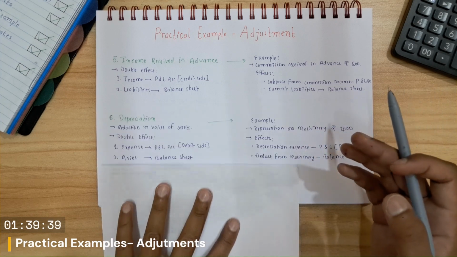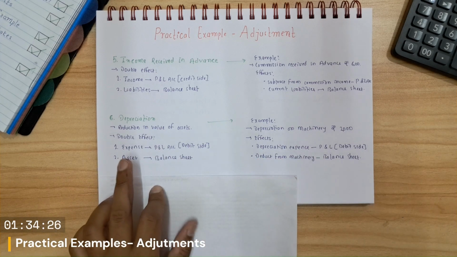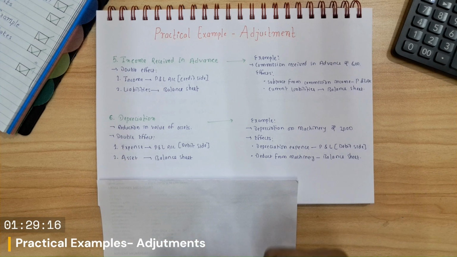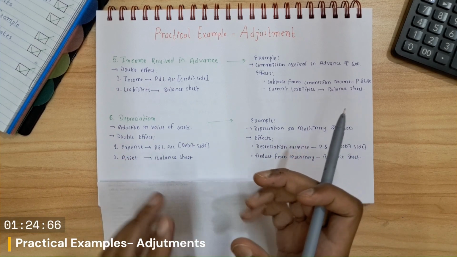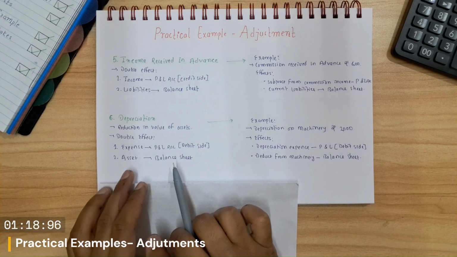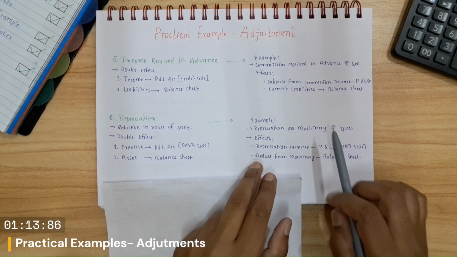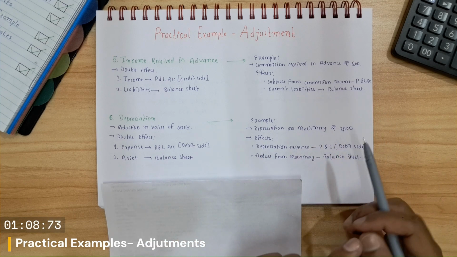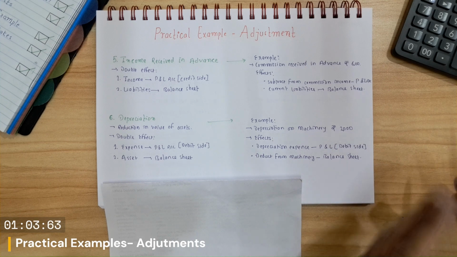Now the sixth adjustment, depreciation: reduction in value of assets due to wear and tear. The double effect: show depreciation as an expense in the P&L account and deduct it from assets in the balance sheet. Example: depreciation on machinery rupees 2000. Show it in the P&L, and deduct from machinery in the balance sheet, on the asset side.